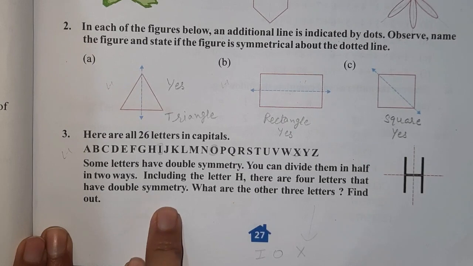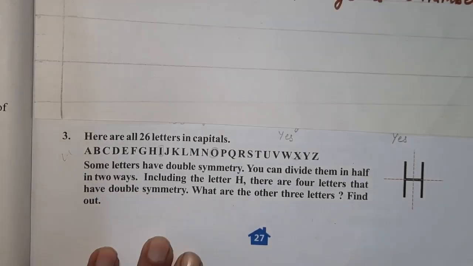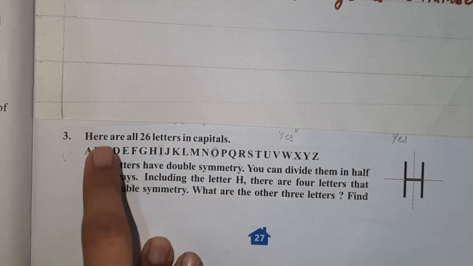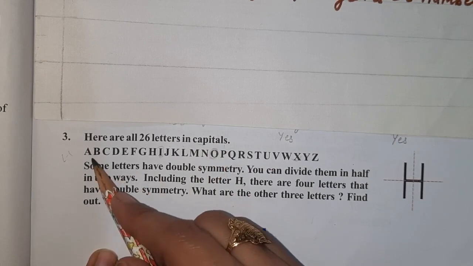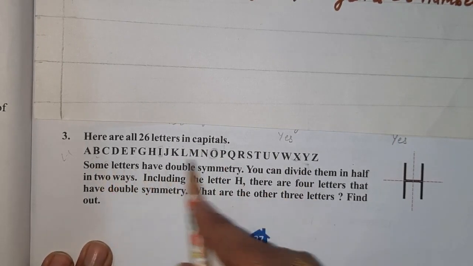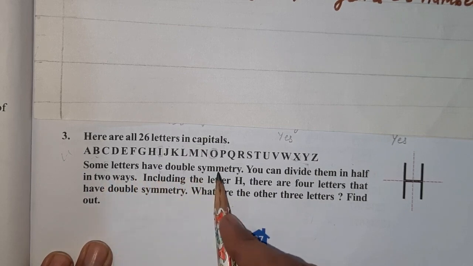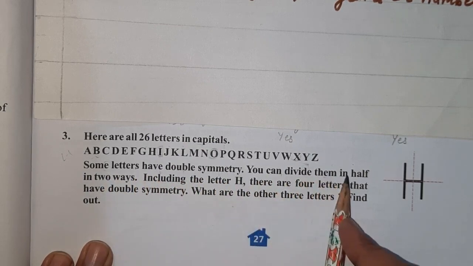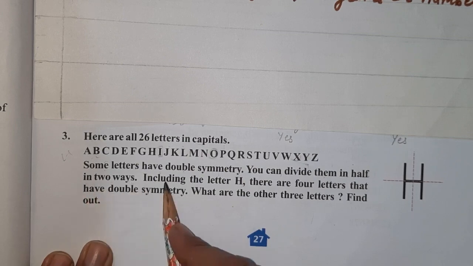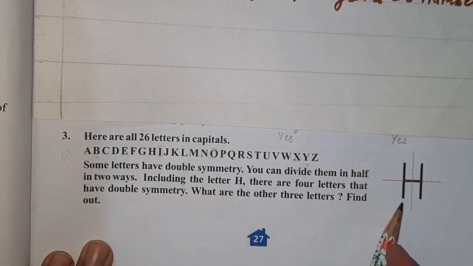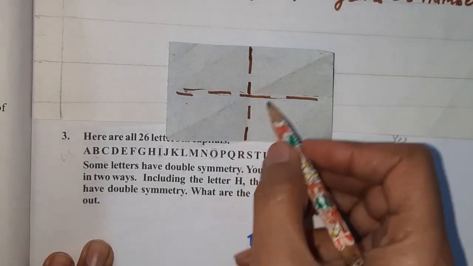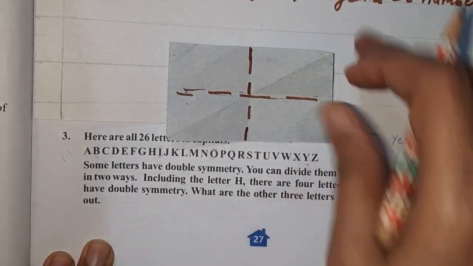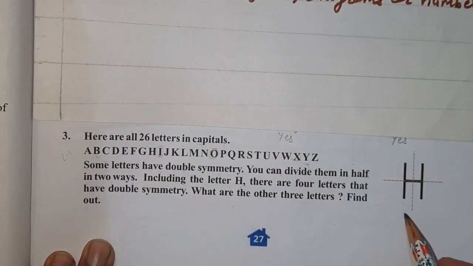Now next is question number 3. Here are all 26 letters in capitals, A to Z. All 26 letters are written. Some letters have double symmetry. You can divide them in half in 2 ways, including the letter H as it is shown. H has 2 lines of symmetry, like here on the rectangle we have seen 2 lines of symmetry. Now they are asking about letters. H has 2 lines of symmetry.